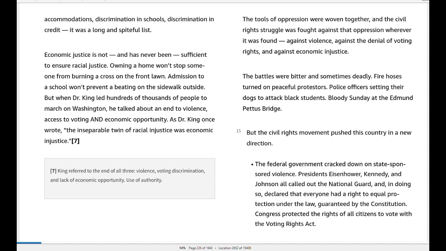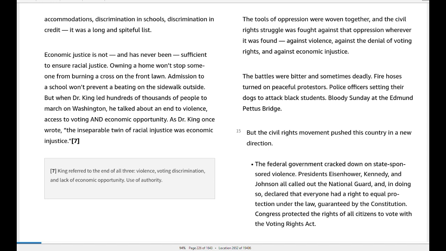But the civil rights movement pushed this country in a new direction. The federal government cracked down on state-sponsored violence. Presidents Eisenhower, Kennedy, and Johnson all called out the National Guard, and in doing so declared that everyone had a right to equal protection under the law, guaranteed by the Constitution.